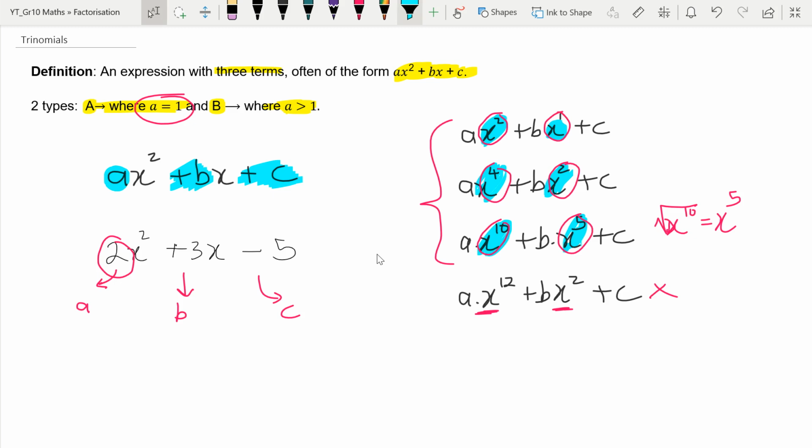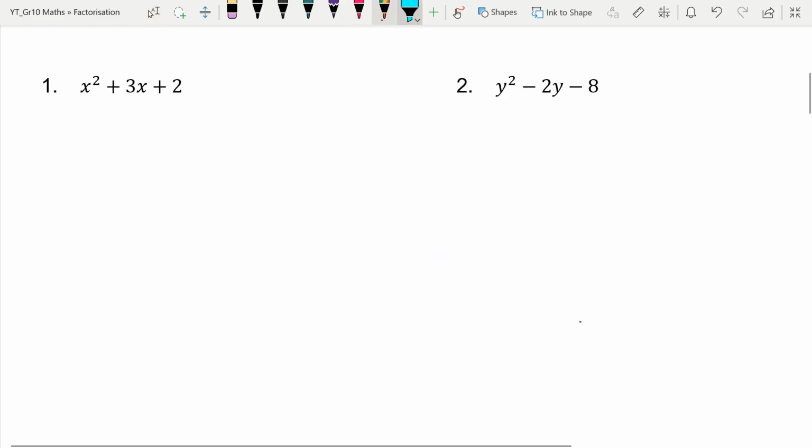Okay, let's look at our three examples. First one, is it in the right form? Well, we've got our x squared and our x. There are three terms, yes. So it is a trinomial that we can factorize. Let's identify our a, b and c. Our a is equal to 1, so that's our type A trinomial. Our b is equal to 3, and our c is equal to 2.